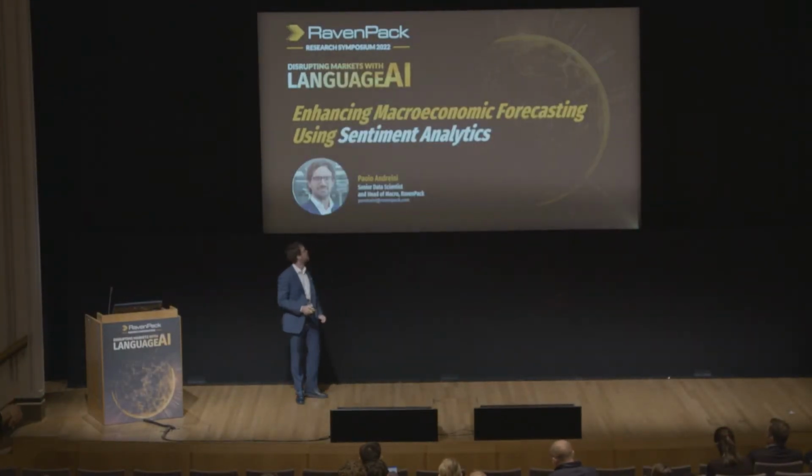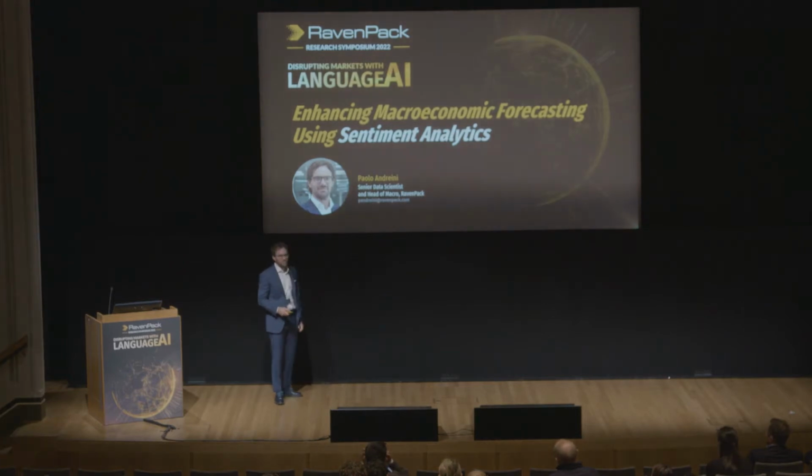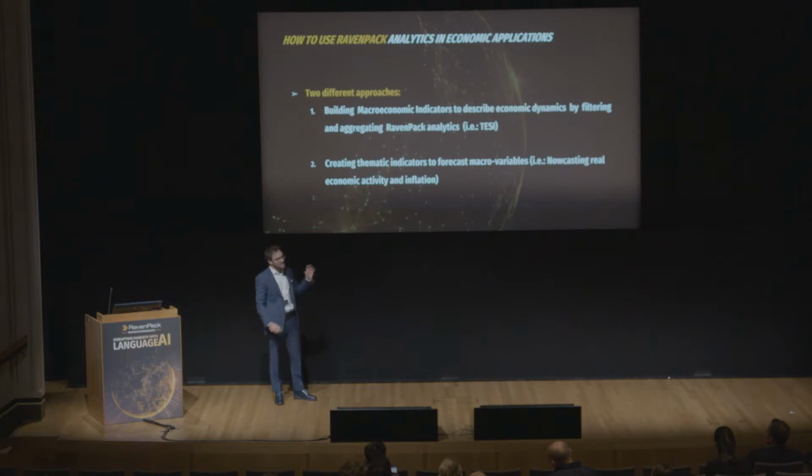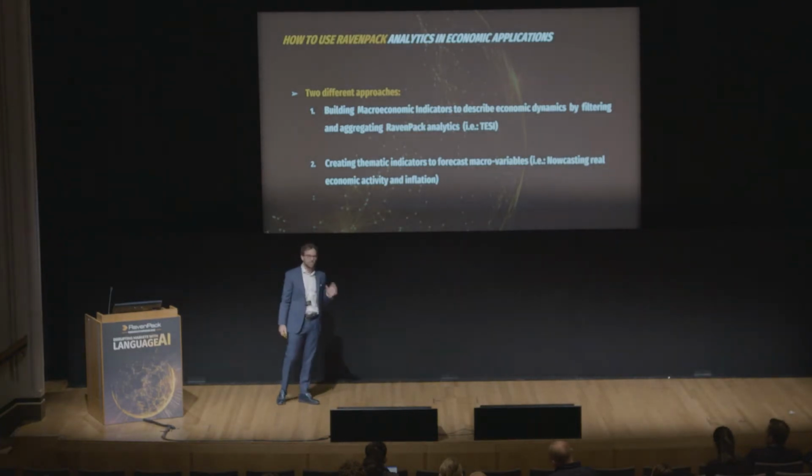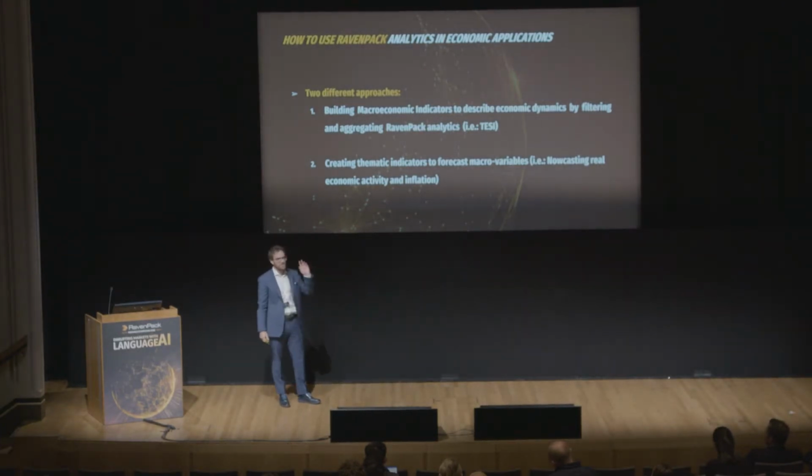Today I'm going to talk about how we can enhance macroeconomic forecasting using RavenPack Analytics. So basically, with RavenPack Analytics, we have two approaches. The first one is one that Peter told this morning, and is how we can build macroeconomic indicators to describe economic dynamics by simply using our filtering and our taxonomy. And an example was the TSI indicator that Peter introduced this morning.